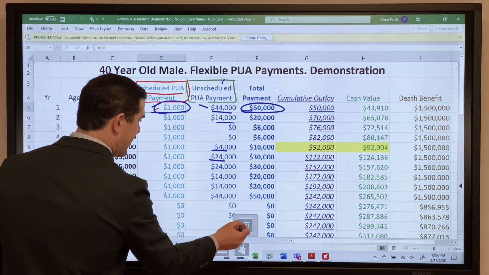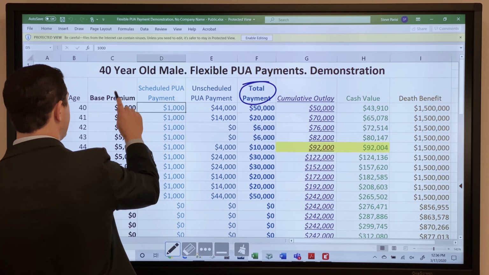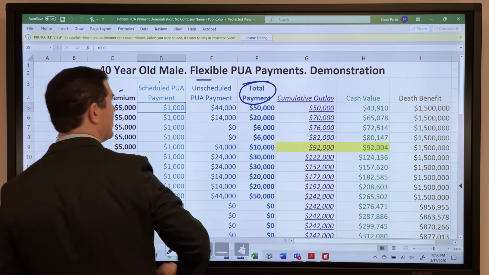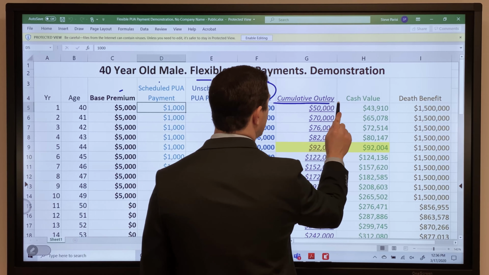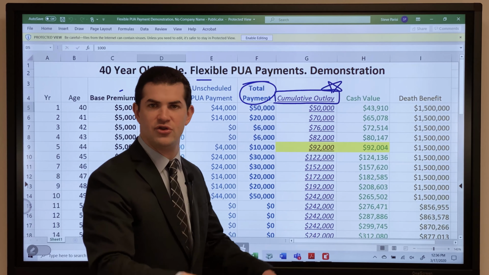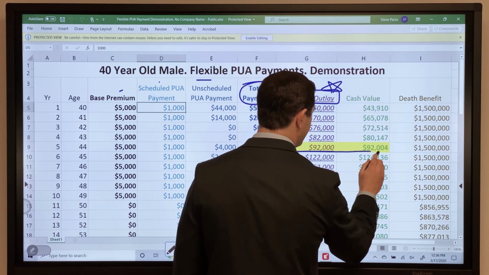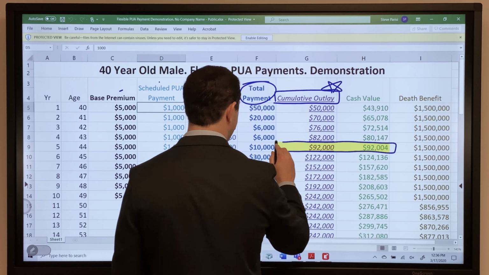Now what's interesting about this, so this tracks our total payments. This includes base premium, scheduled PUA, unscheduled PUA. Here is your cumulative outlay. This is going to track all of your payments collectively. And then what's highlighted in yellow here is our break-even point.